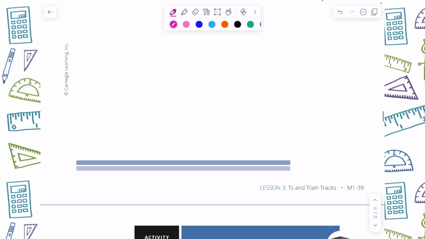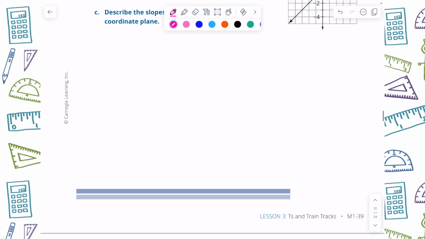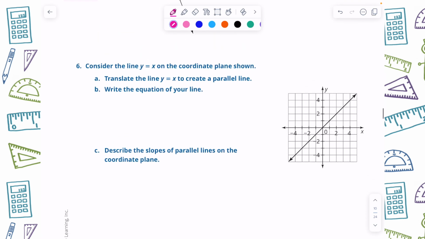So where we're actually going to start is going to be on page M139, and we're going to look at number 6. So number 6 on page 39 says, consider the line y equals x on the coordinate plane shown. A wants us to translate the line y equals x to create a parallel line. Remember, parallel means that it will never cross.